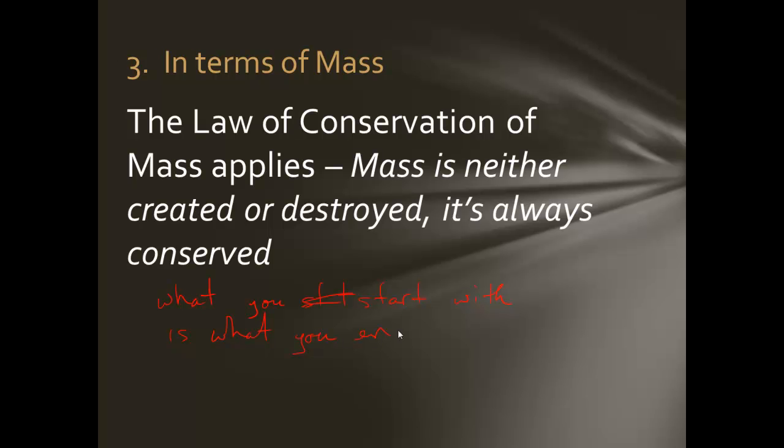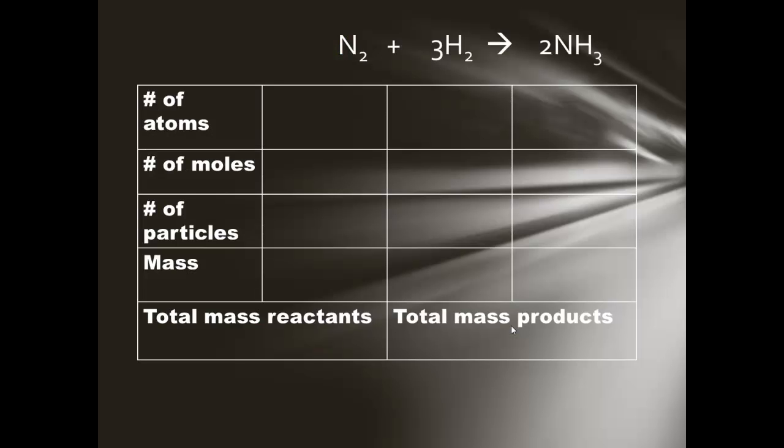Okay, so the mass you start with has to equal the mass you end with. And that's what I'm going to show you on the next couple of slides. If we take a look at this reaction here, nitrogen plus hydrogen makes ammonia. NH3 is also known as ammonia, that same stuff that's used in Windex.